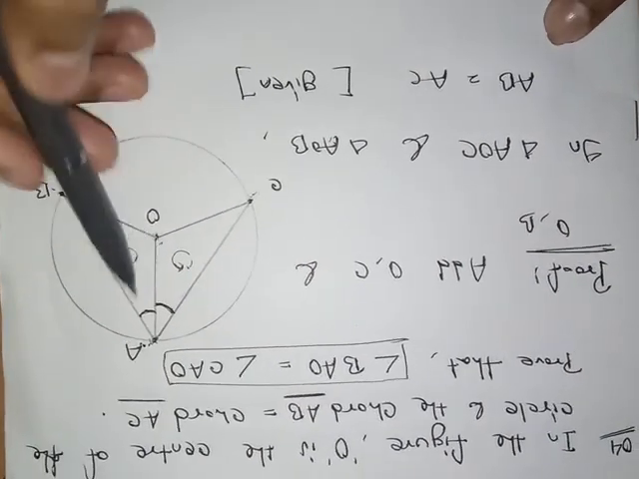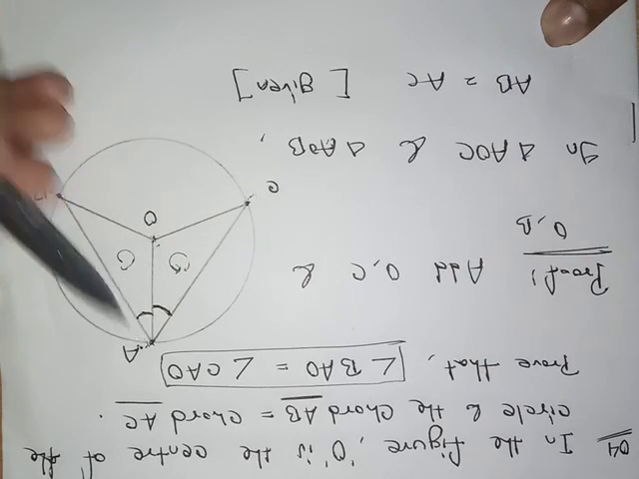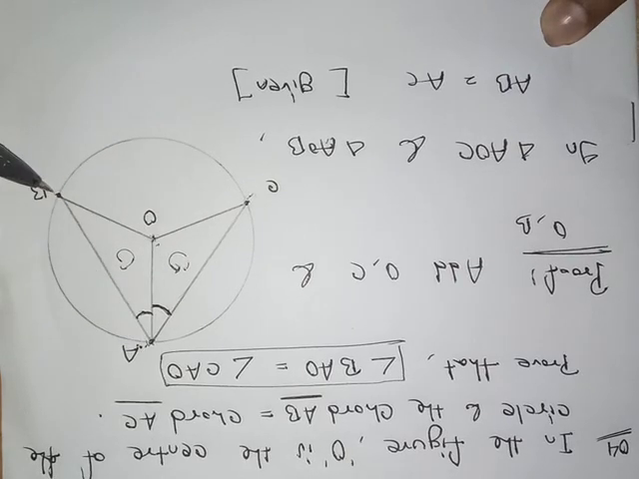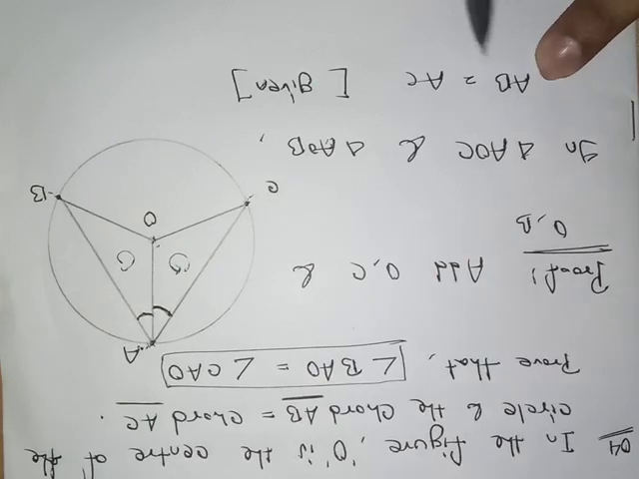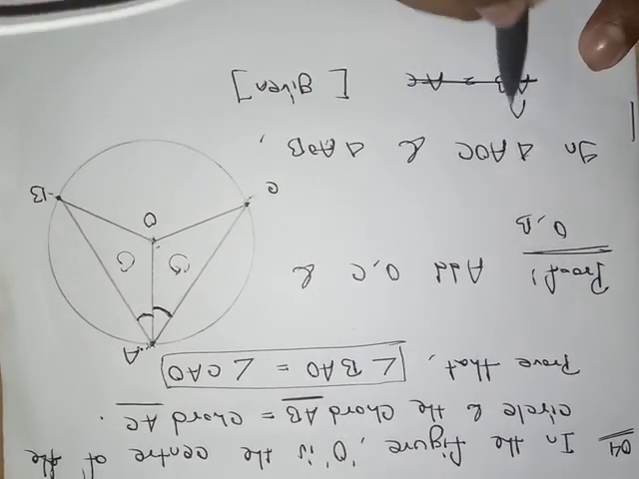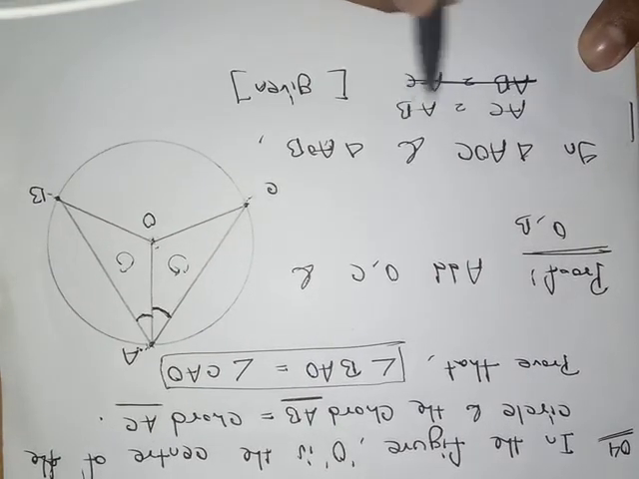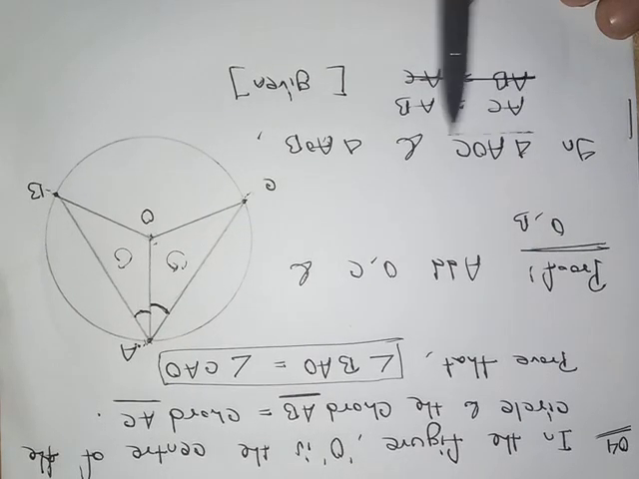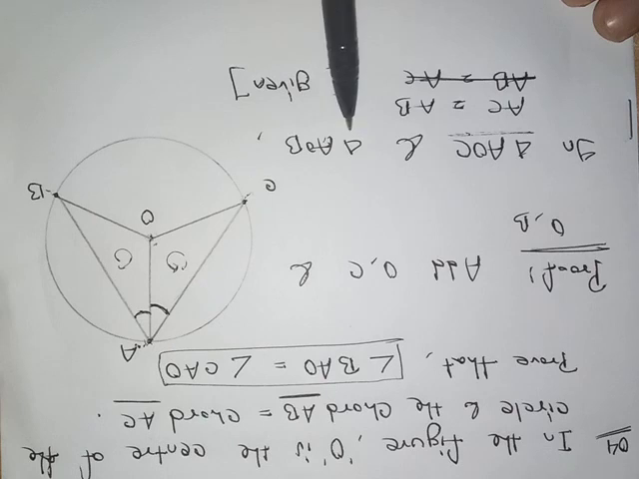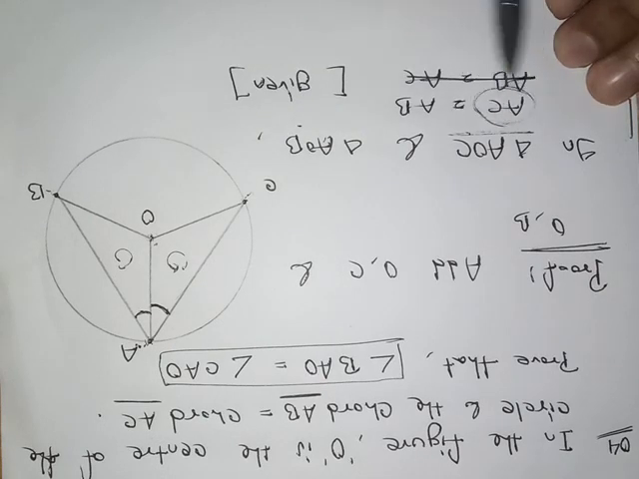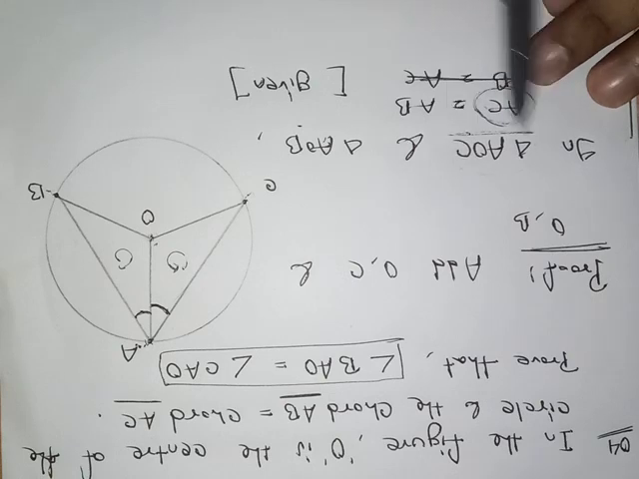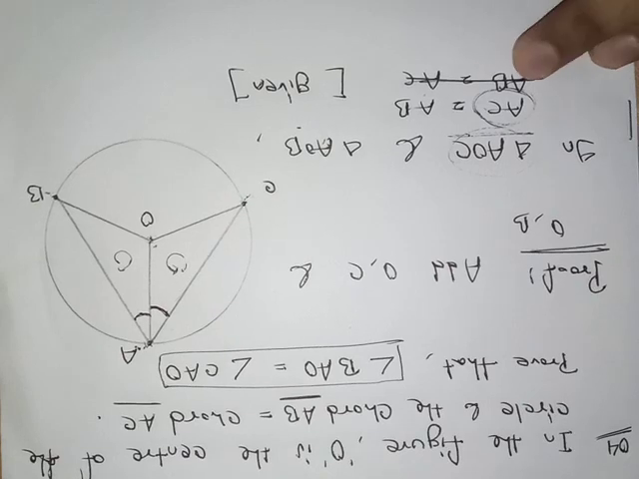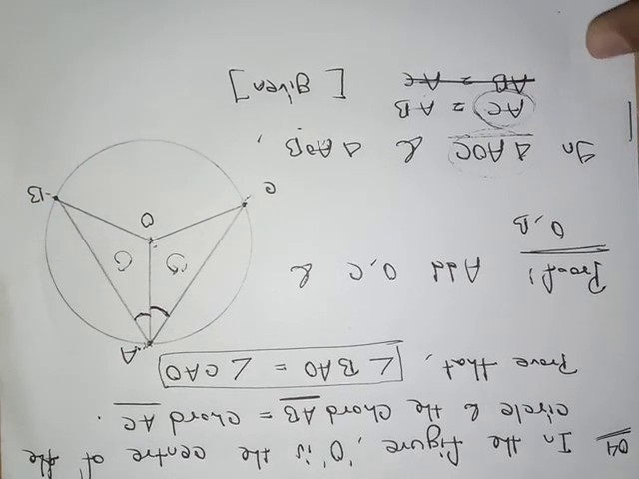So in these triangles AOC and AOB, we can say AB is equal to AC. Sorry, I have to write AC first. AC is equal to AB. Since I have written the triangle AOC first and AOB second, I have to write the side AC of triangle AOC first, then AB. Well, AC is equal to AB.